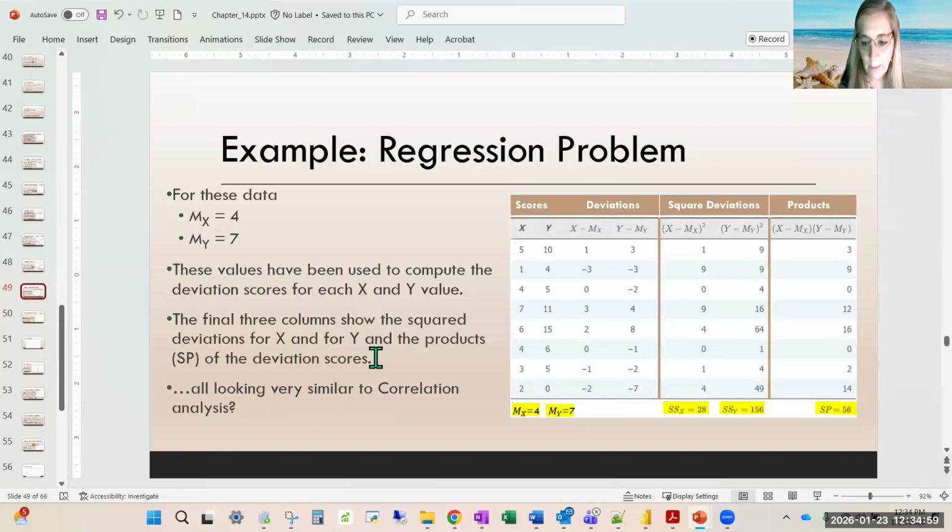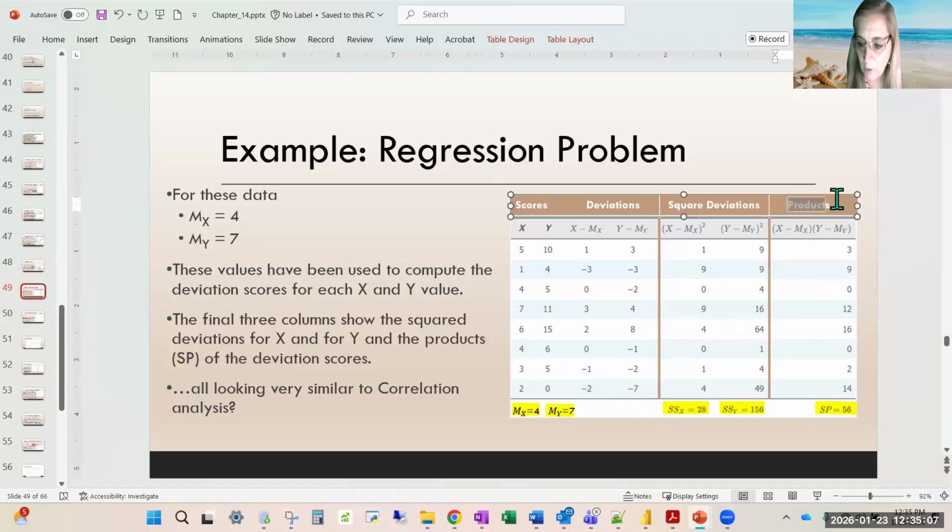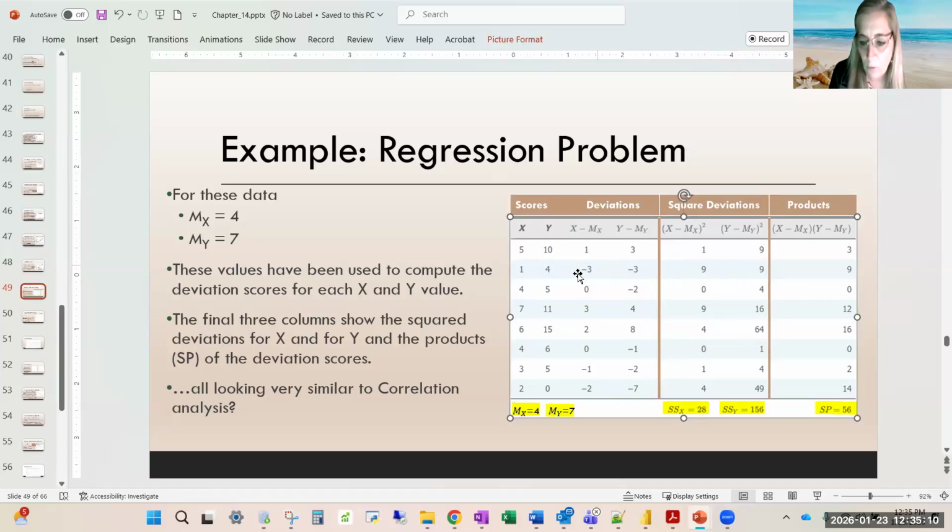Oh, and by the way, I should have mentioned in correlation, but hopefully you've made it this far in the video: when we're doing products, we're not multiplying these two scores. We're multiplying the deviation scores, okay? As you can see, the formula does not have you square them, right? We're actually multiplying the initial deviation scores, not the squared deviation scores. So if you were looking here and saying 1 times 9 does not equal 3, well, that's because we're multiplying from over here, okay?